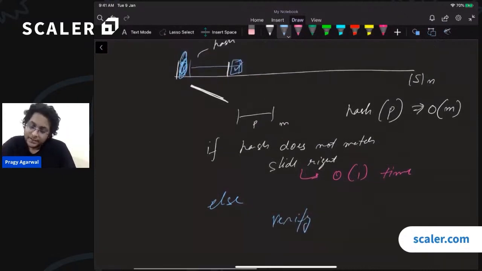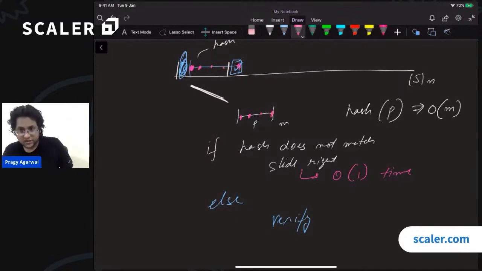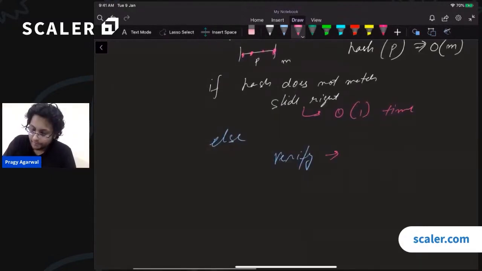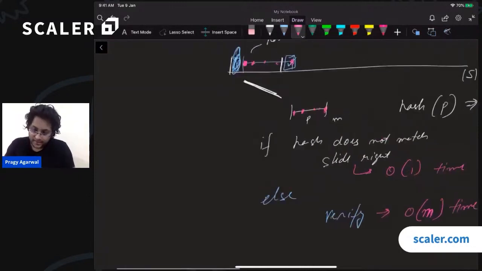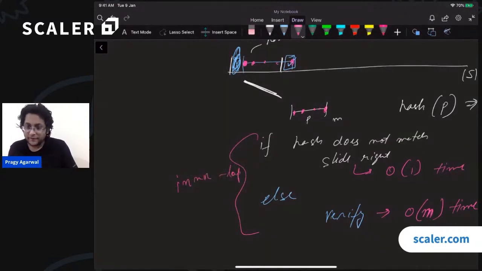Verification is very simple. I look at the first character, second character, and check if all these characters match. Suppose my hash was the same; just to confirm that the string is actually the same, I can compare it letter by letter. So verification takes order of m time, where m is the length of my pattern. This is part of the inner loop. And how many times are we repeating this?